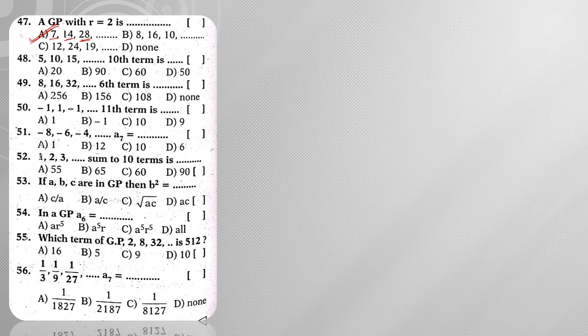Next, 5, 10, 15 and so on. So this is an AP. What is the 10th term? Right, so A is equal to 5. Common difference is 10 minus 5, which is also equal to 5. Then he is asking 10th term. So 10th term is given as A plus 9 times D, which is equal to 5 plus 9 times 5. So 5 plus 9 times 5 means 10 times 5. 10 times 5 is 50.